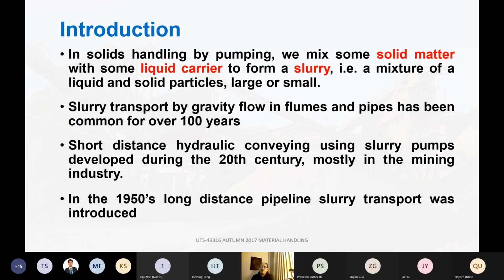Short distance hydraulic conveying using slurry pumps was developed during the 20th century. They started to pump the material for hundreds of meters. And later, long distance slurry transport pipelines were introduced. They can pump the material for over hundreds of kilometers. And that's actually available everywhere in Australia. For example, they built one for a power plant which burns coal, and they had a problem with the recycling of the ash. So they started to pump it hundreds of kilometers away into the desert, and they dump it there.